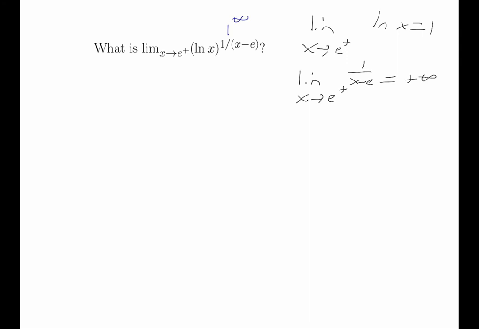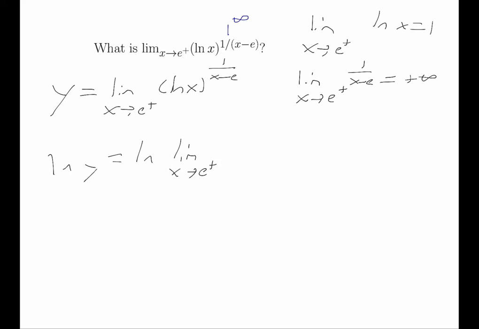I'm going to write the technique slightly differently this time. This is an alternate way to write it. It gets us to exactly the same place. This time we're going to say y equals the limit as x approaches e of log x to the 1 over x minus e. And now we'll take the logarithm of both sides. So we'll say log y equals log of the limit of log x to the 1 over x minus e. And again, using the continuity of logarithm, that's equal to the limit of log x to the 1 over x minus e.